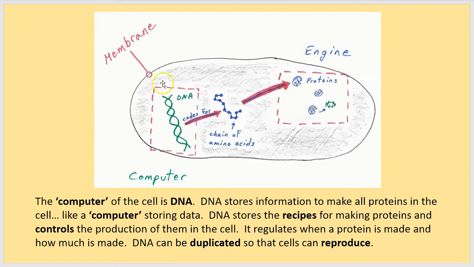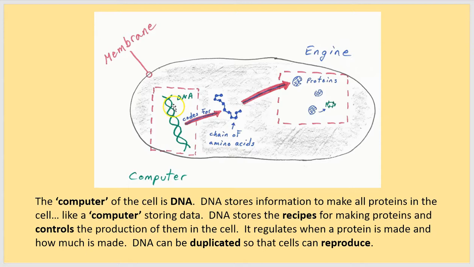And finally, the computer. The computer of the cell would be the DNA. So DNA stores the information to make all the proteins in the cell, just like a computer storing data. DNA stores the recipes for making proteins and controls the production of them in the cell. It regulates when a protein is made and how much is made. And DNA can be duplicated so that cells can reproduce.